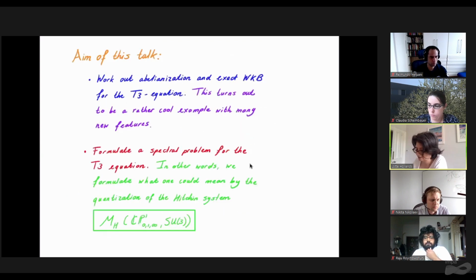Right, so the aim of this talk will be to work out abelianization and exact WKB for the T3 equation. And that turns out to be a rather cool example with some new features. And the second aim will be to formulate a new spectral problem for the T3 equation. In other words, that means we formulate what one could mean by quantizing this particular Hitchin system, which is based on the three-punctured sphere.